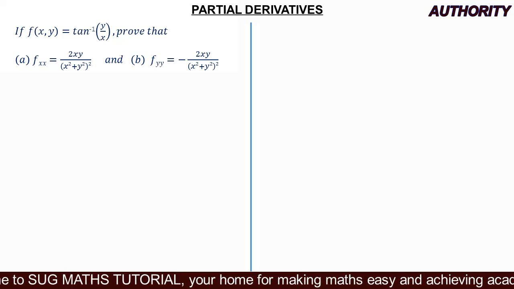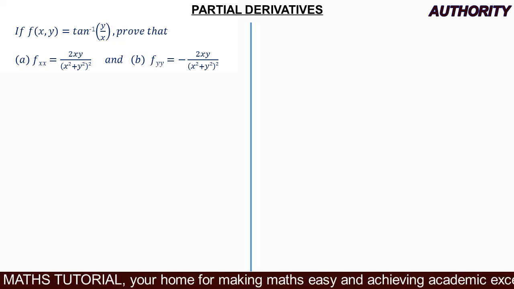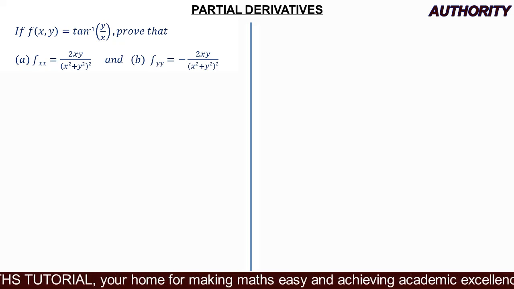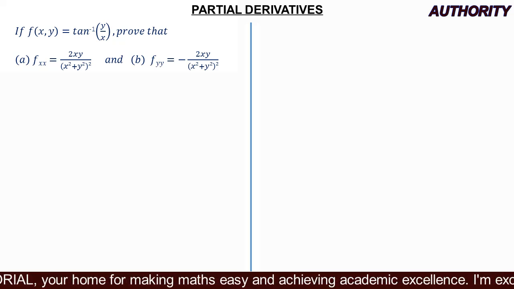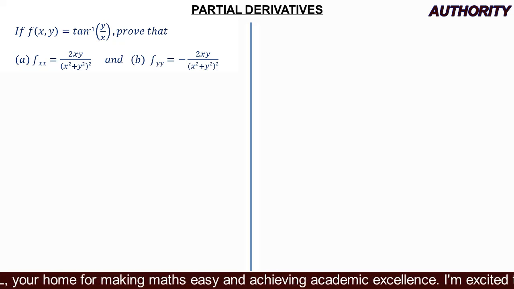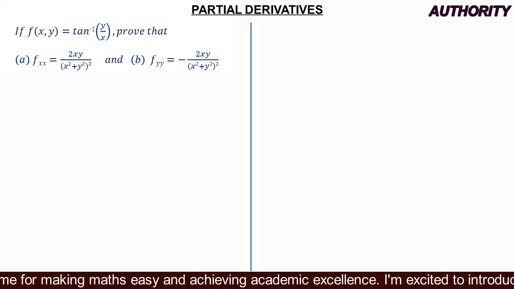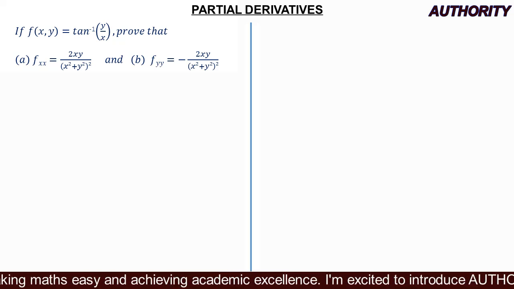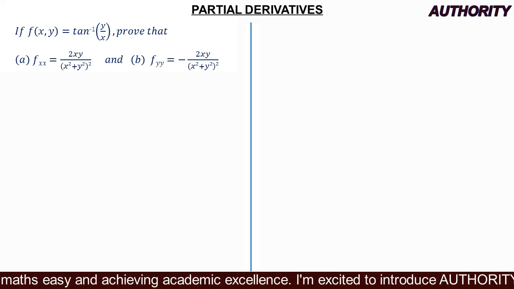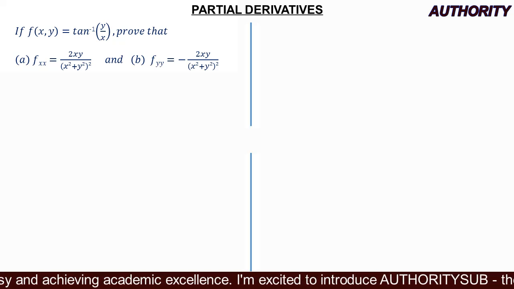respect to x is equal to 2xy all over (x squared plus y squared) in bracket squared, and b, the first and second partial derivative of f with respect to y is equal to minus 2xy all over (x squared plus y squared) in bracket squared.